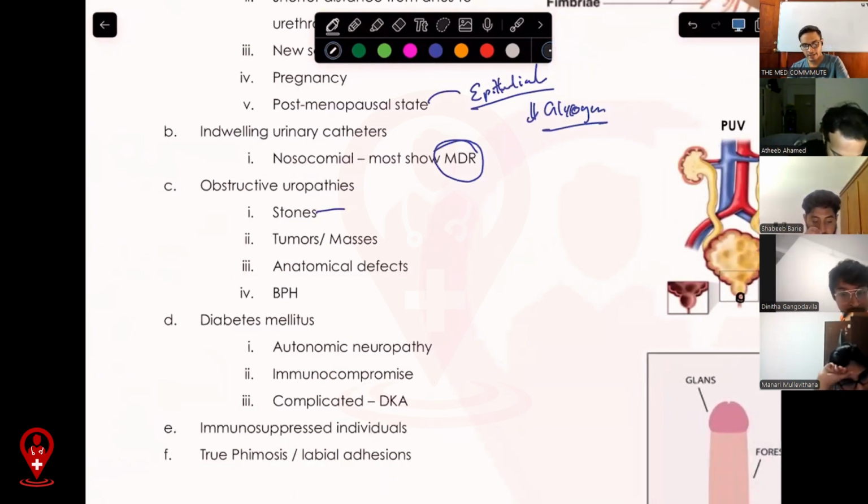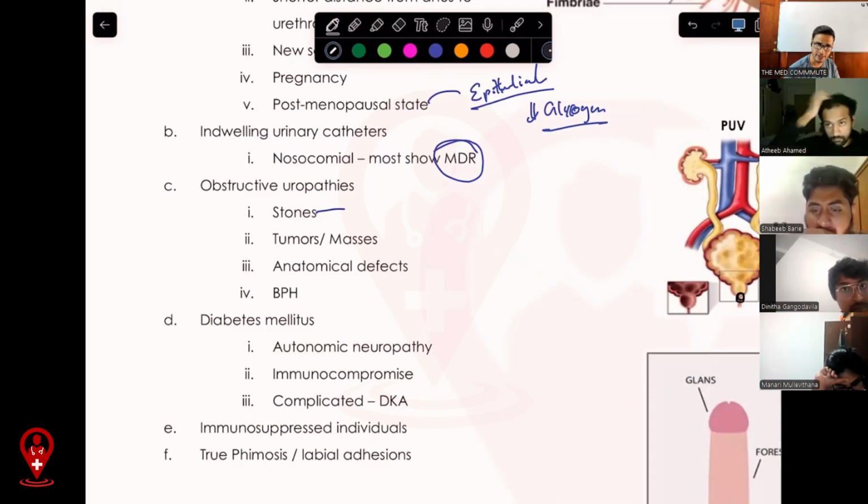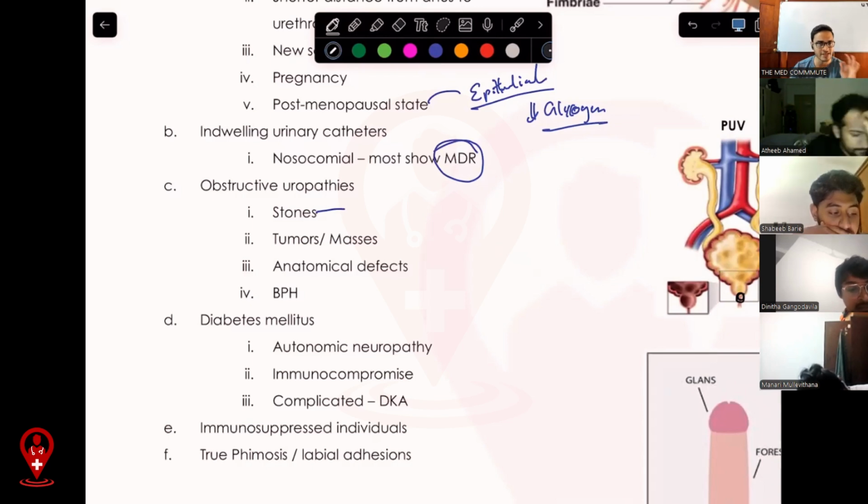Then, guys, diabetes mellitus. How is diabetes mellitus related to urinary tract infections? Look at this, guys. One is autonomic neuropathy. What is this autonomic neuropathy? You all know that in chronic, long-standing diabetic patients, vascular permeability reduces and blood supply to the nerves is also going to reduce. So there is nerve damage. Diabetes is a very interesting chapter. I will teach you all one day. Here, when there is autonomic neuropathy, there are going to be problems with the micturition reflex.